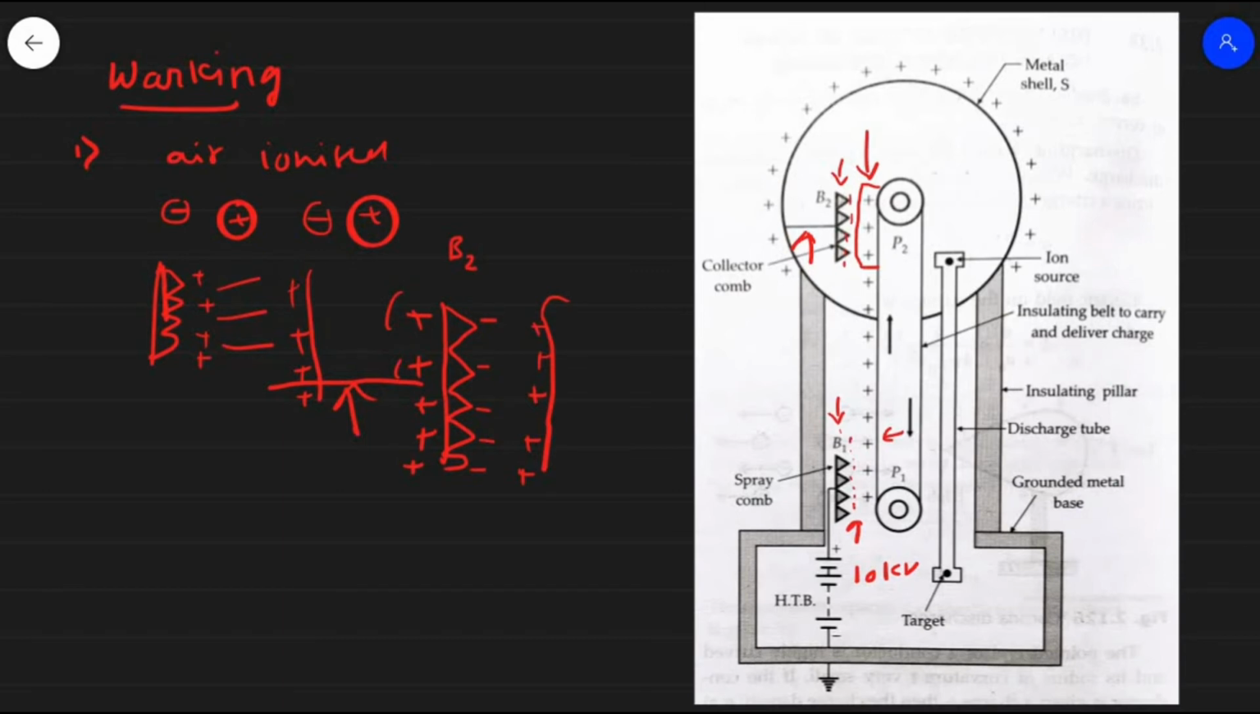Now because of this induced negative charge at this spray comb B2, what will happen? The electric field intensity increases again, right? Because we know that electric field can be produced due to a charged particle, whether it is positive or negative. Electric field will generate, right? So this negative charge will do what? Electric field will increase at this point again, and the air around it can get ionized again, right?